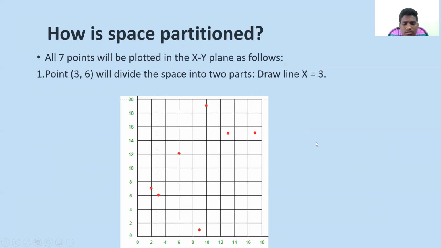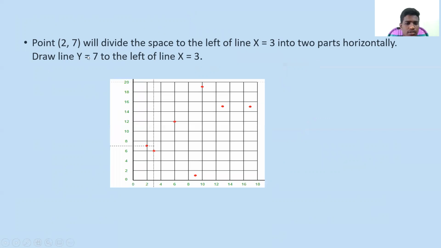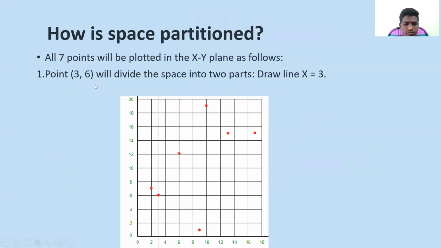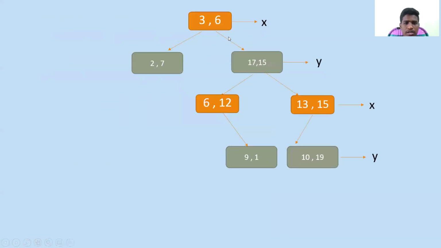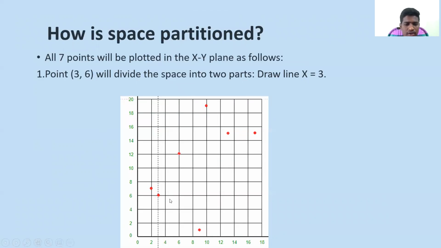Then after this, first 3 comma 6. 3 comma 6 is the root, which is in the x plane. So it divides this x plane into two halves, into two parts. Draw the line x equal to 3. This is the 3 comma 6 line. It divides this plane at x equal to 3. Why does it divide the x plane only? Because this 3 comma 6 lies in the x alignment plane.